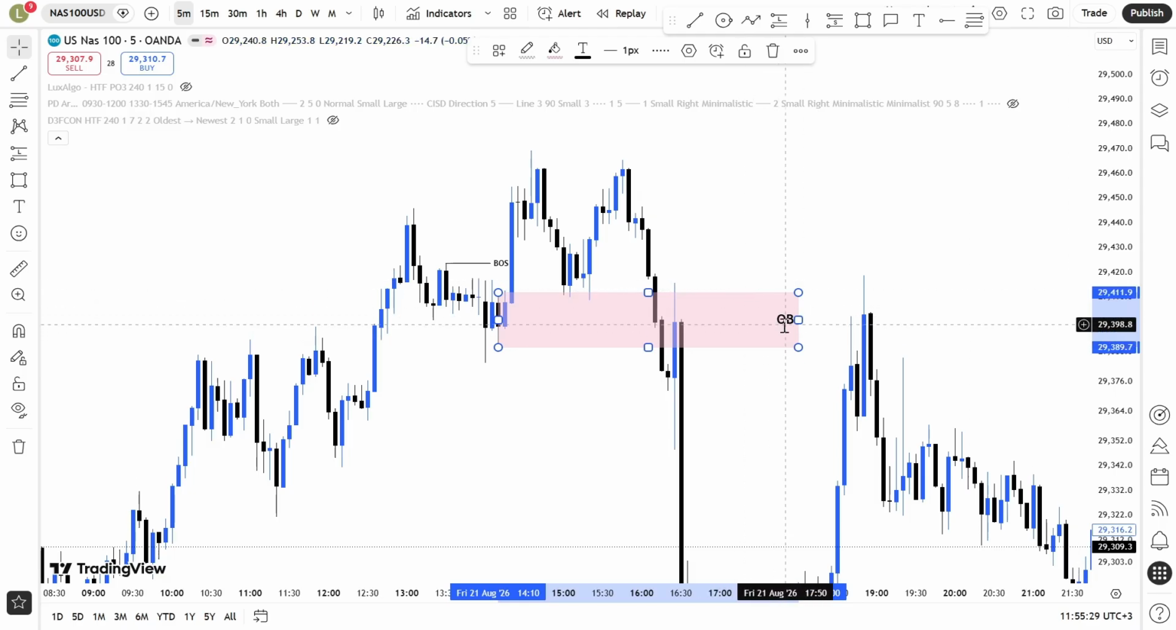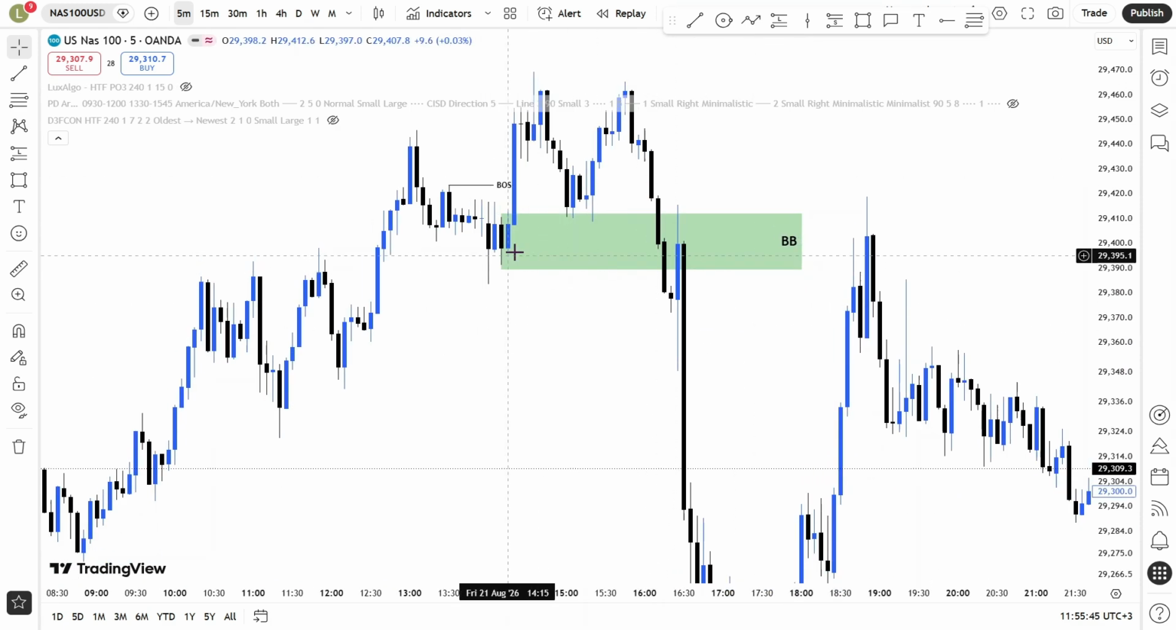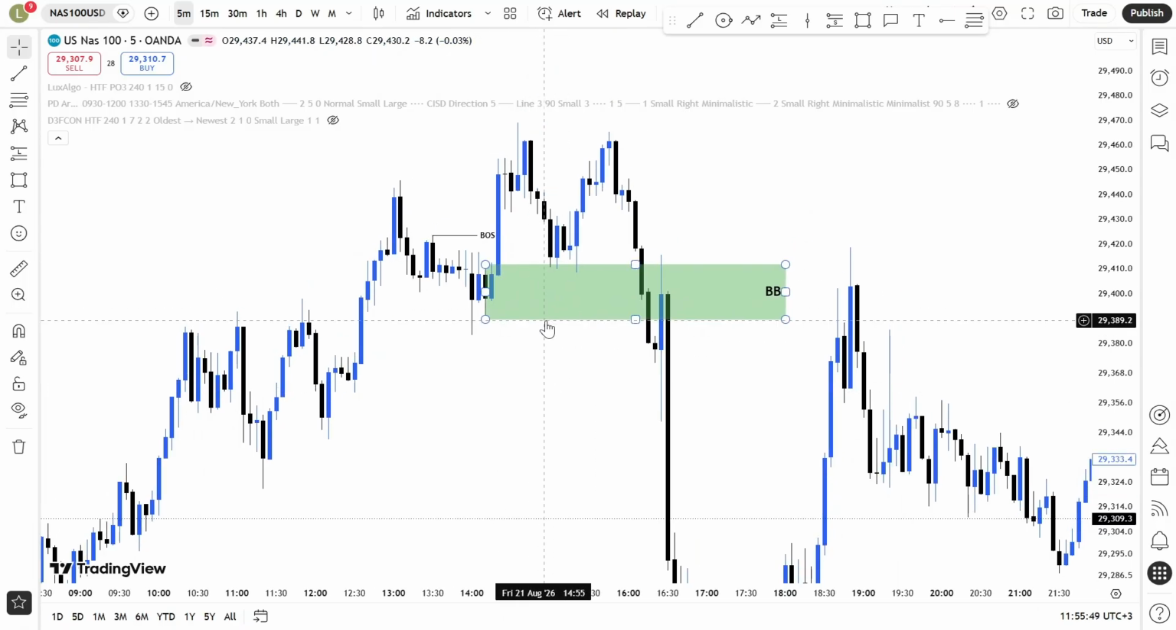Now, this no longer becomes a what? An order block, but it becomes a breaker block. It's no longer an order block. Now it turns to be a breaker block, okay, as you can see. Now, when we react, if we break this, it becomes a breaker block.